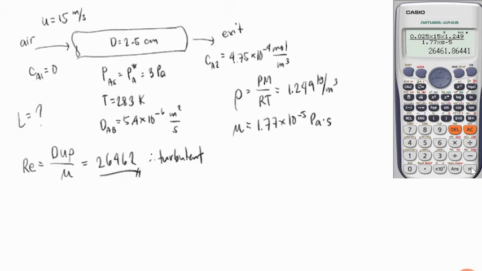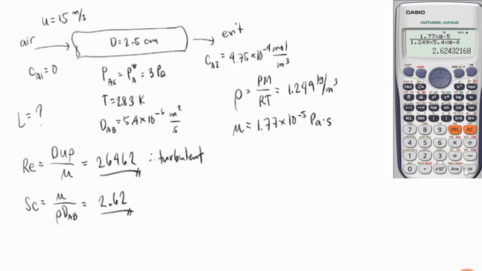Next, we determine the Schmidt number. Again, the Schmidt number is mu over rho D_AB. We are just going to reuse the viscosity and density of air that we determined earlier, and the D_AB, or the diffusivity, was already given. That is 5.4 times 10 raised to negative 6 square meters per second. Calculating the Schmidt number, that is 1.77 times 10 raised to negative 5 divided by the density 1.249 multiplied by the diffusivity 5.4 times 10 raised to negative 6. Our Schmidt number is 2.62.